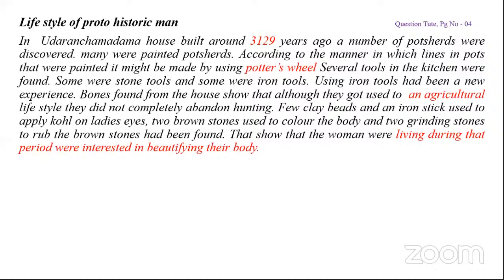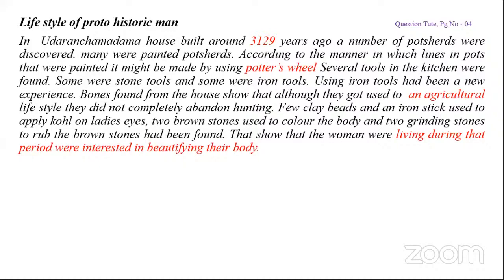A few clay beads and an iron stick used to apply coal on ladies' eyes, two brown stones used to color the body, and two grinding stones to rub the brown stones had been found. That showed that the women living during that period were interested in beautifying their body. Now, lifestyle. For the lifestyle, you have to write about the tools they used, even the things they have done, like beautifying their body. So everything you have to include.